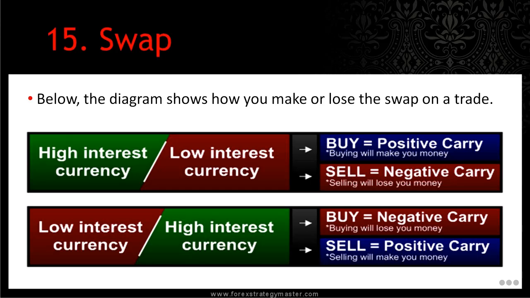Now, if the currency pair has the base currency as the low interest currency and the quote currency as the high interest currency, as in the diagram on the bottom, so you've got a low interest base, high interest quote, buying this pair is a negative carry. You're going to lose money. You'll end up paying on the swap. And if you were to sell this particular currency pair, you'd end up making money. You'll have a positive carry. The swap will put money into your account.